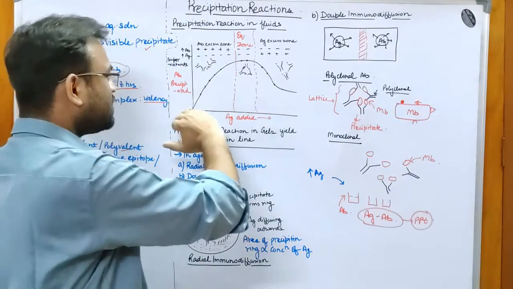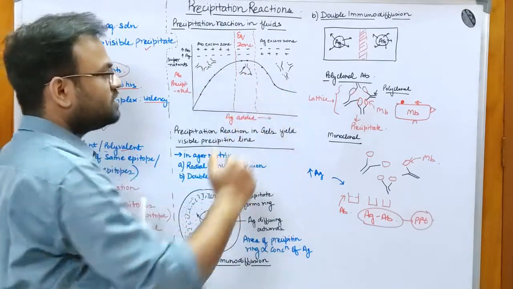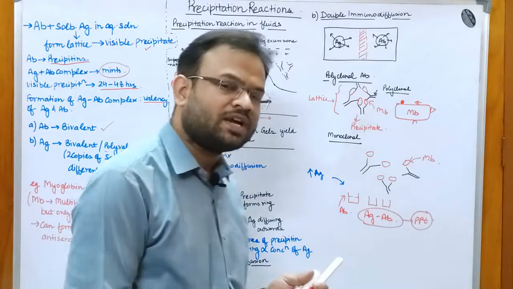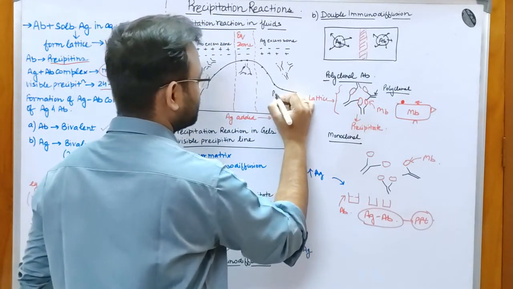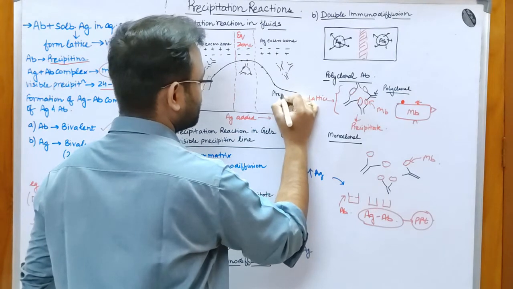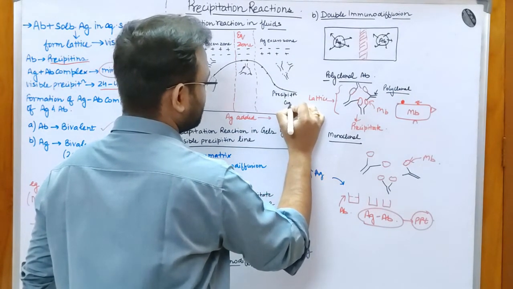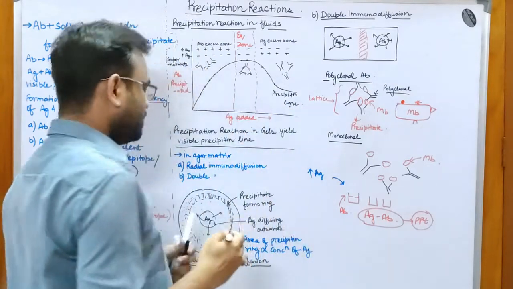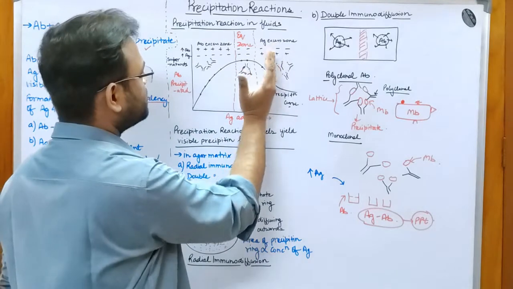You would get a curve like this. And this curve is called the precipitation curve. Now you can actually see three phases of this curve.